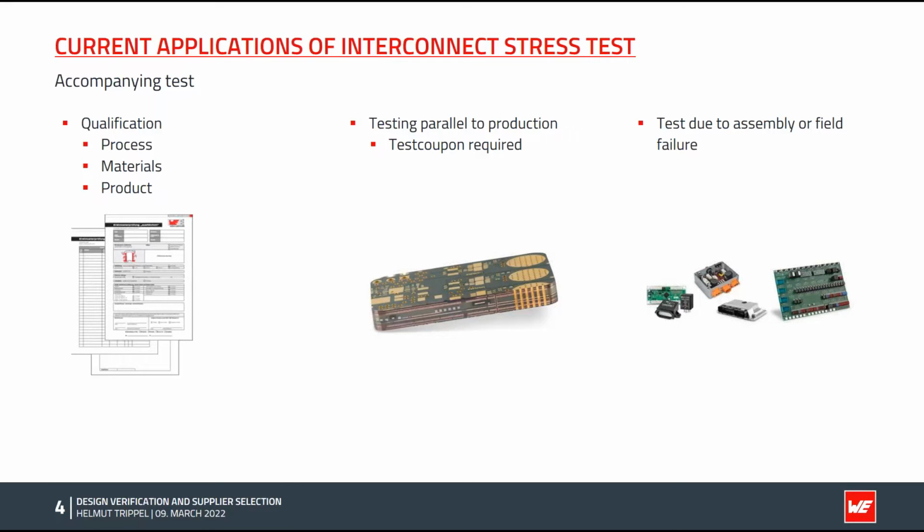Secondly, we have testing parallel to production, where a test coupon is required as well. And this is accompanying the product, so that you also design the test coupon and produce both at the same time in a series environment. Thirdly, we have a test due to assembly or field failure. In this case, it would be nice to have an Interconnect Stress Test, but usually it's a reaction to this failure. So in this case, you will have a test not directly accompanying the product, but as a result of the failure, you would demand a test in this regard.